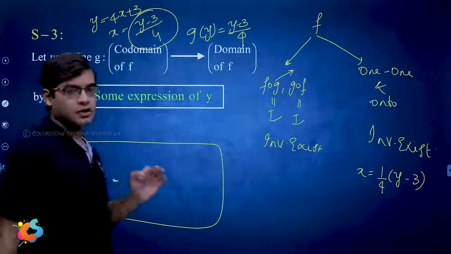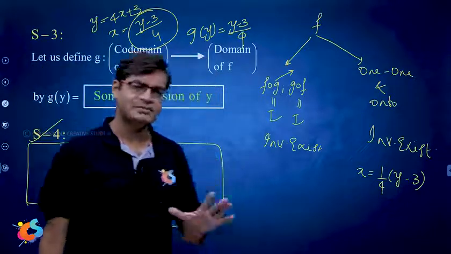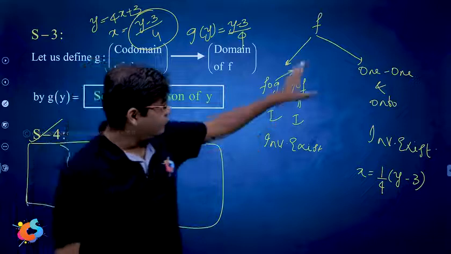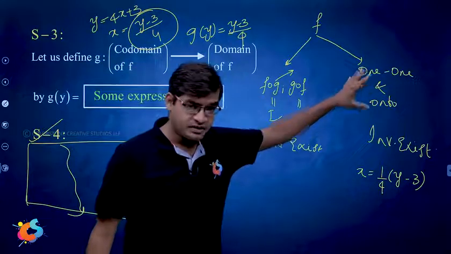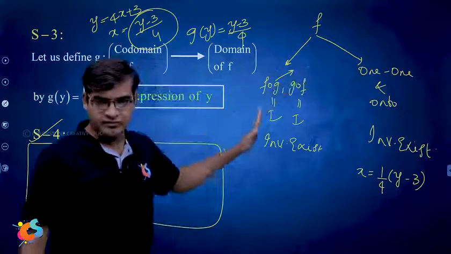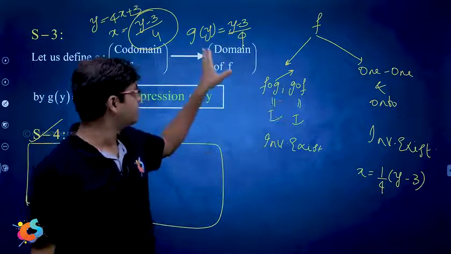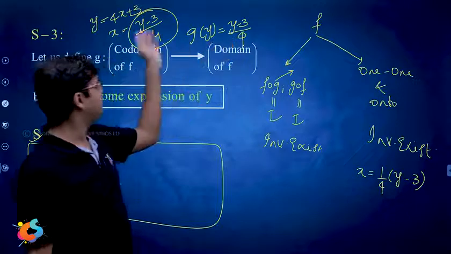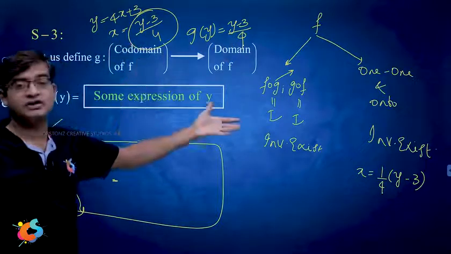So on the whole, what we have understood here is very simple. For competitive exams, go by this method, that is, one-one and onto, inverse exists, and this way. For boards, you take it this way. And g is nothing but this one, y minus 3 by 4. This we got by finding x as a function of y.